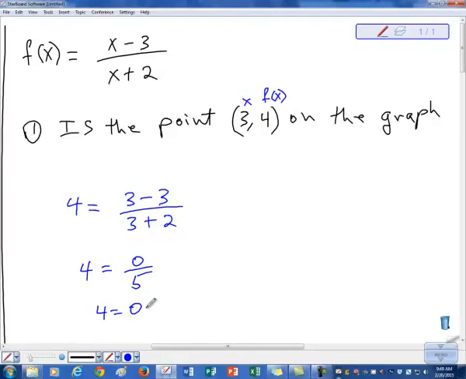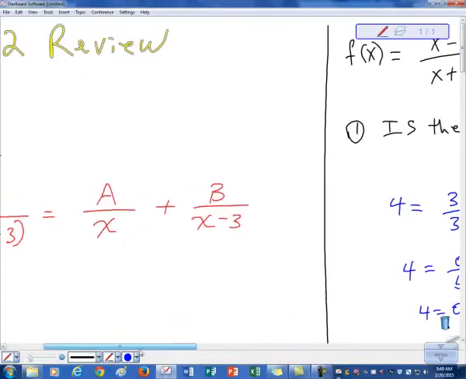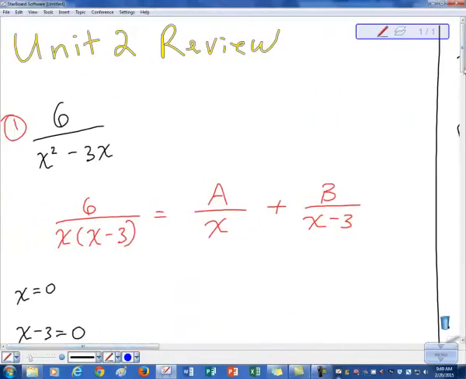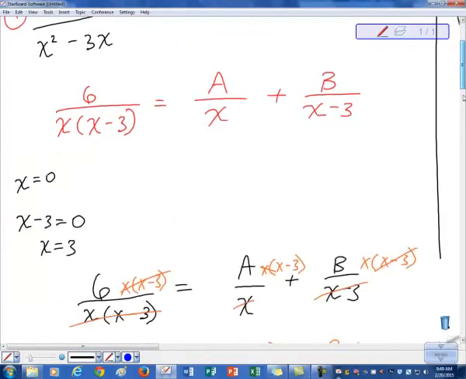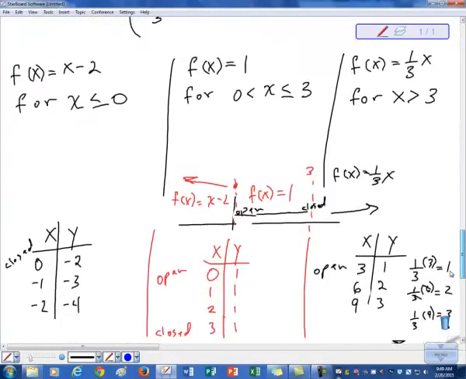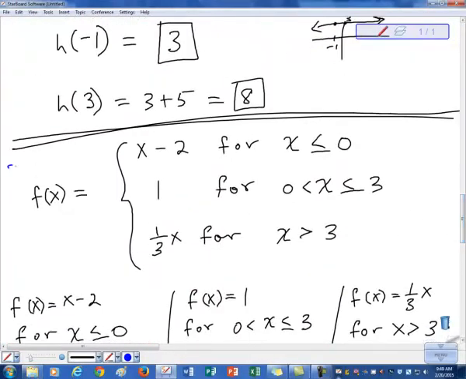So in order for this to be a yes, both sides would have to be equal. Since both sides don't equal, the answer is a no. Alright, and this was question 3, so this is question 4.